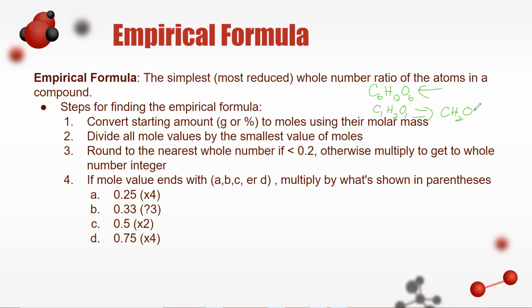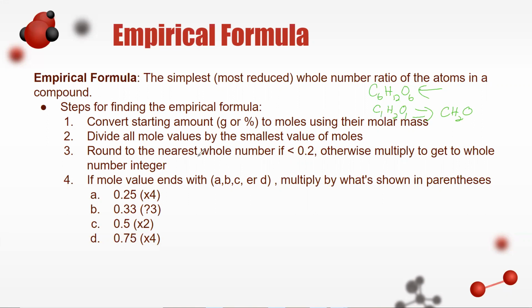This one is. So if you are trying to find the empirical formula of something, you're going to start by converting the grams or percent or whatever they give you to moles using the molar mass of whatever compound. You're going to divide all mole values by the smallest value of moles.